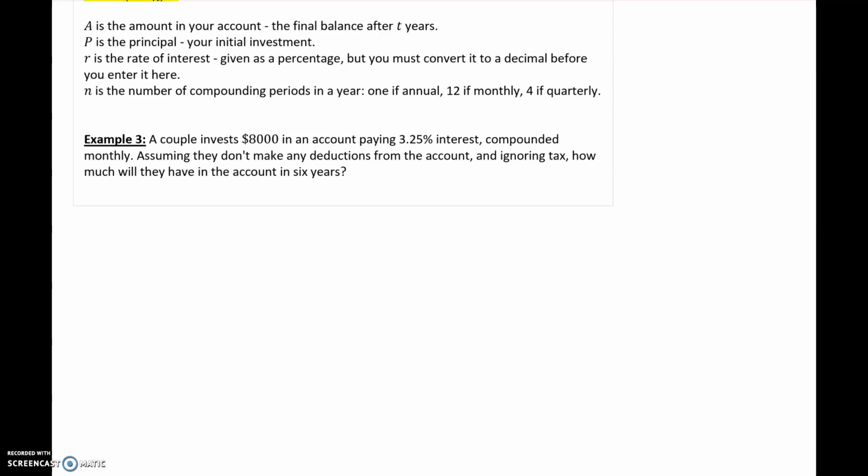So a couple invests $8,000. So let's write out what we know about this. That means the principal will be $8,000. That's what your initial investment was. So the principal is what you put in initially. You paid 3.25% interest. That's an interest rate. You call that percentage an interest rate. So R is equal to 3.25. Now that's a percent. You want to change it into a decimal. So you divide by 100. You move the decimal point 2 places to the left, so that's going to be 0.0325.